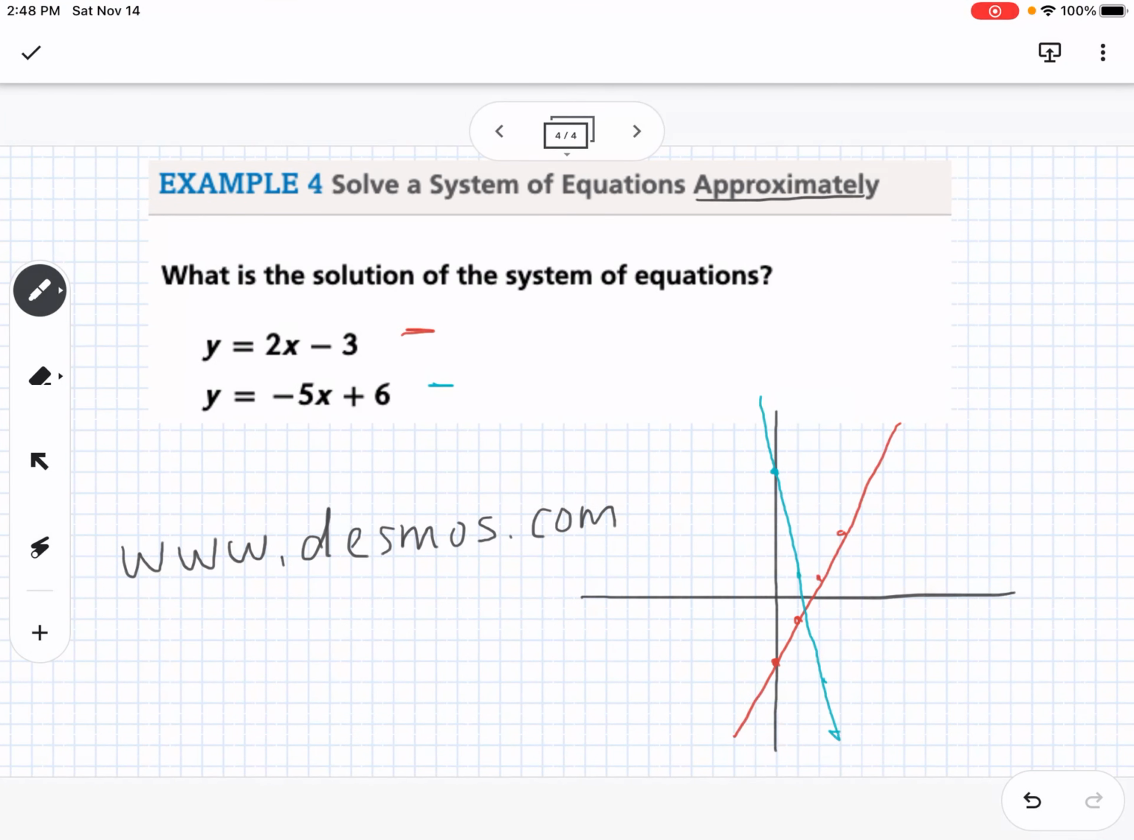So we found that they intersect at 1.286, negative 0.429. So that is our solution point.